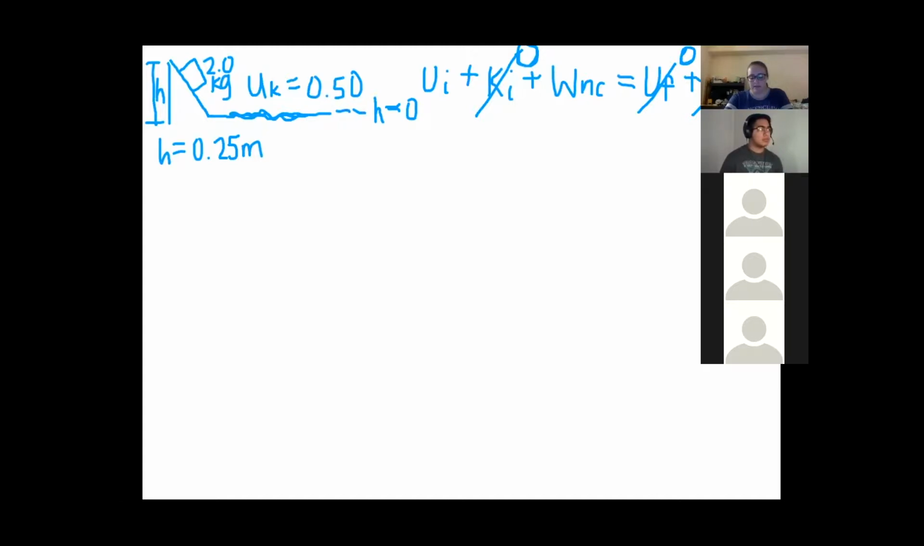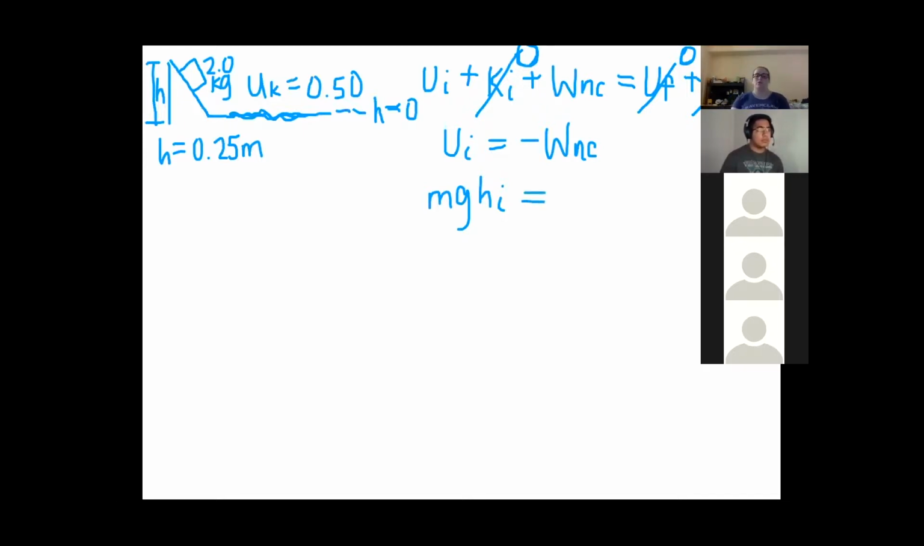So we're going to treat this as 0, which means that if we simplify this equation, we have potential initial is equal to negative work non-conserved. That is a much simpler way of looking at this problem, and we got to that using our conservation of energy equation. Breaking this down into variables, potential energy is mgh initial, and we have the mass of the block, we have gravity, and we know the height initial was 0.25 meters. But what is the work non-conserved equal to?